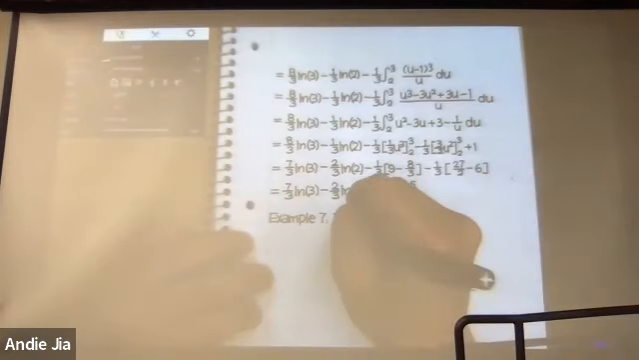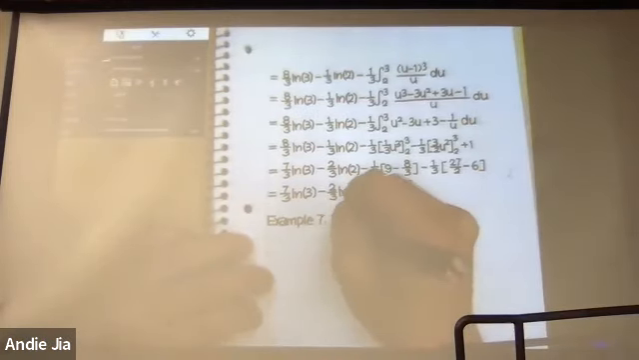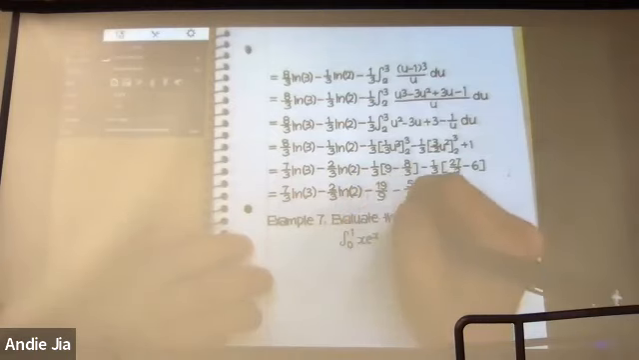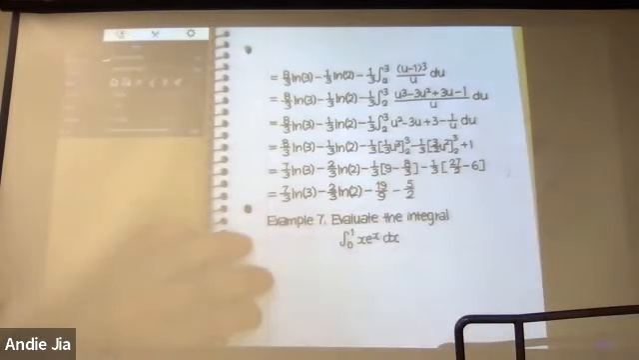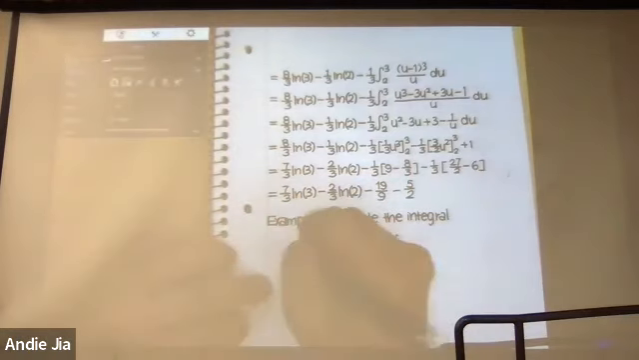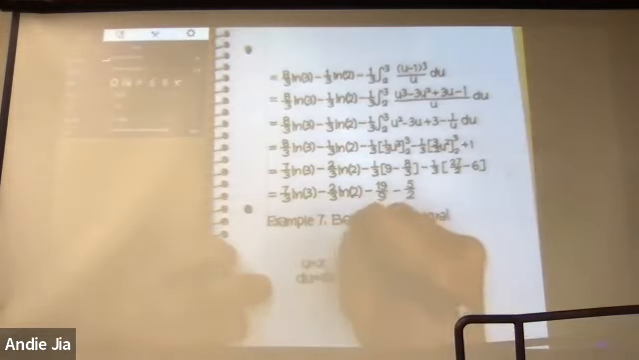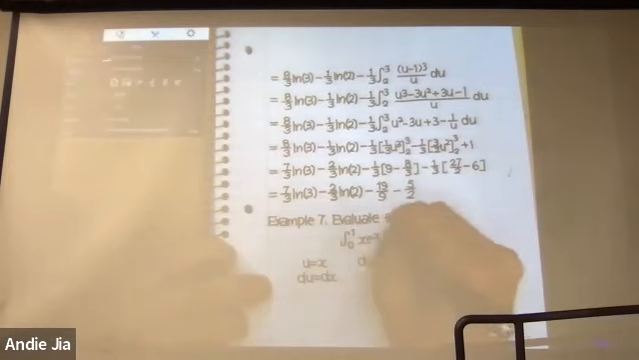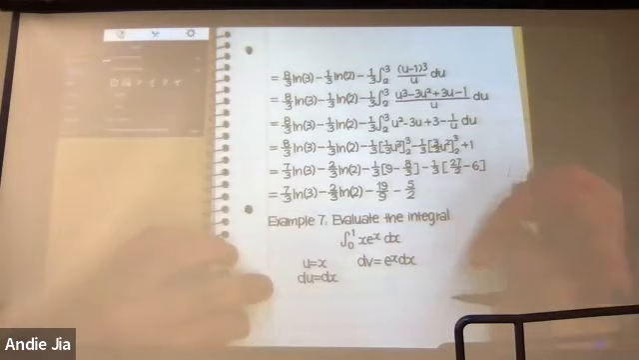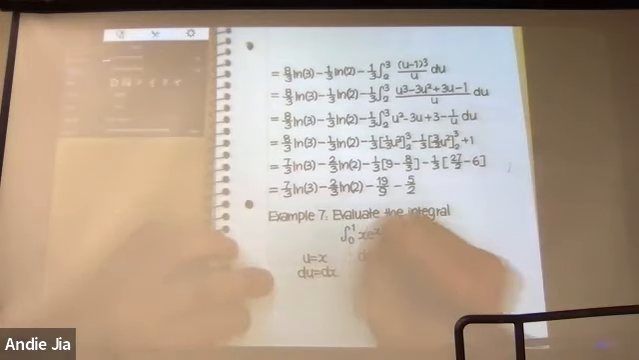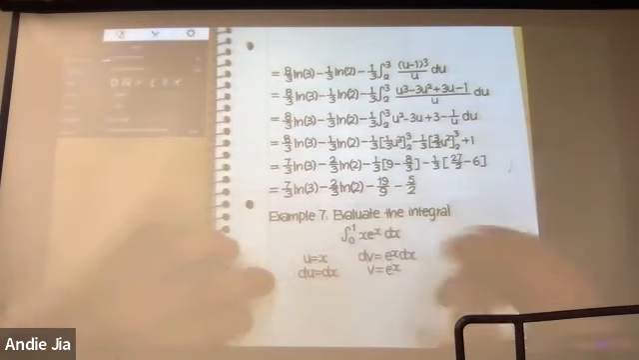Evaluate the integral. Let u equal x, so du equals dx. Then dv is e^x dx, and v equals e^x.